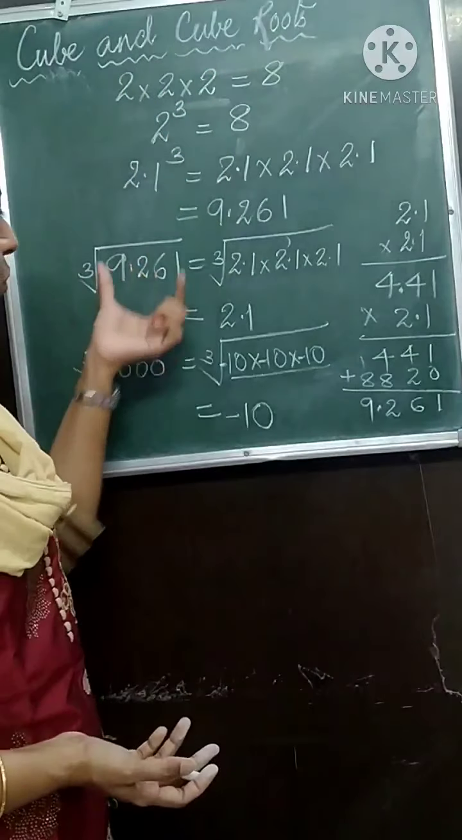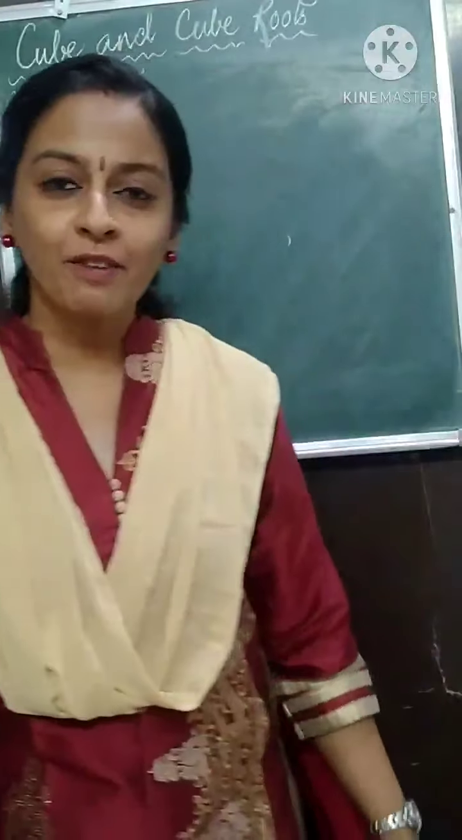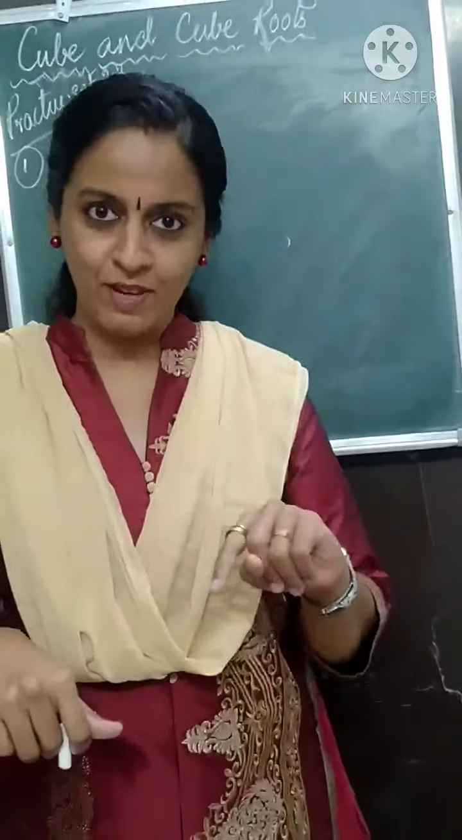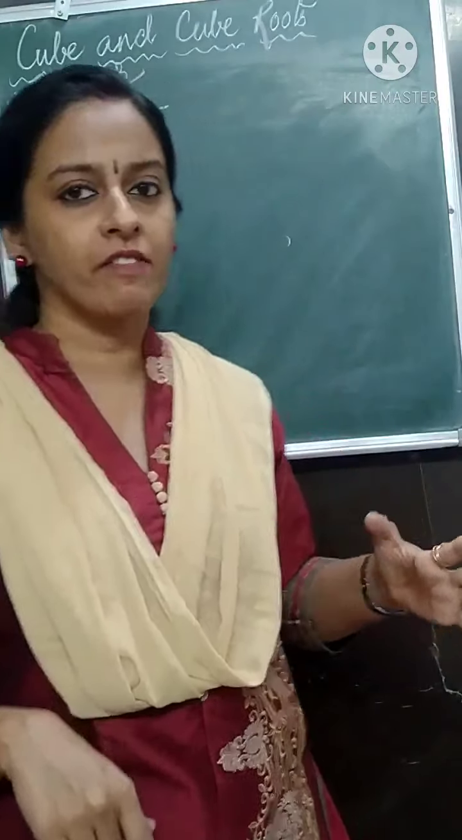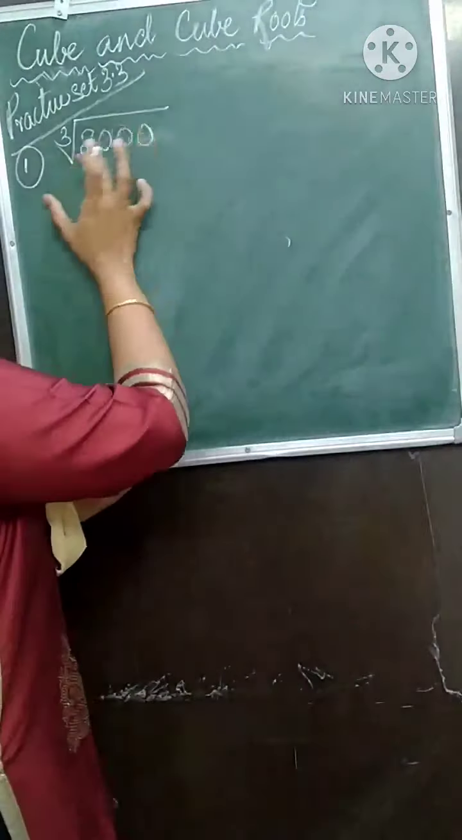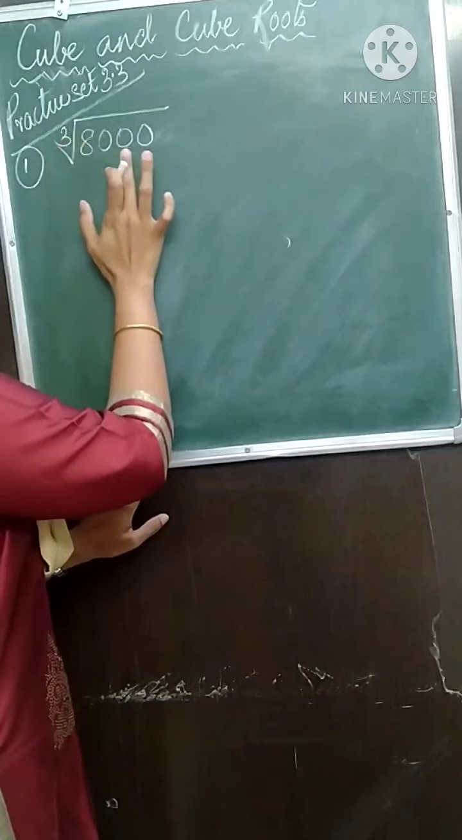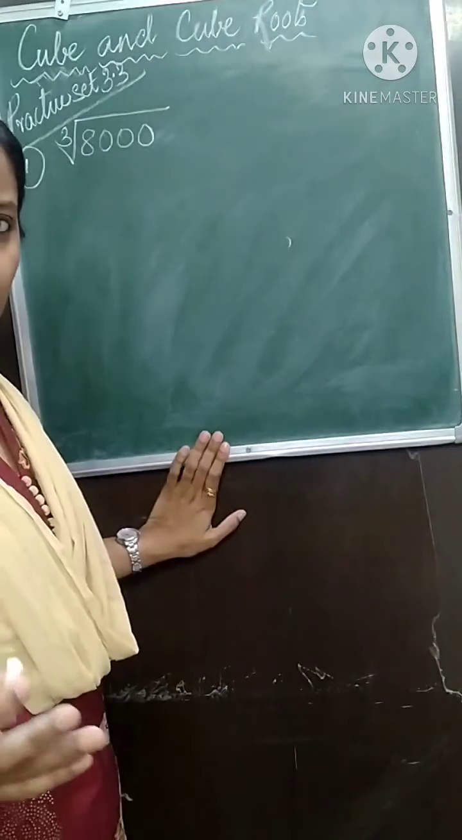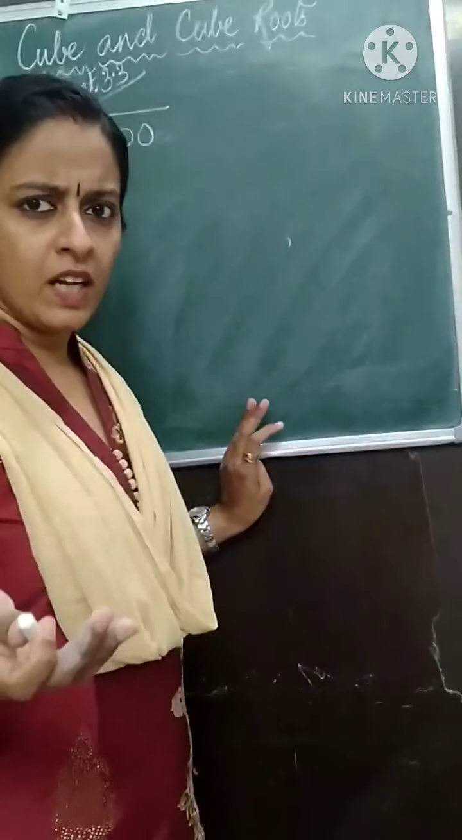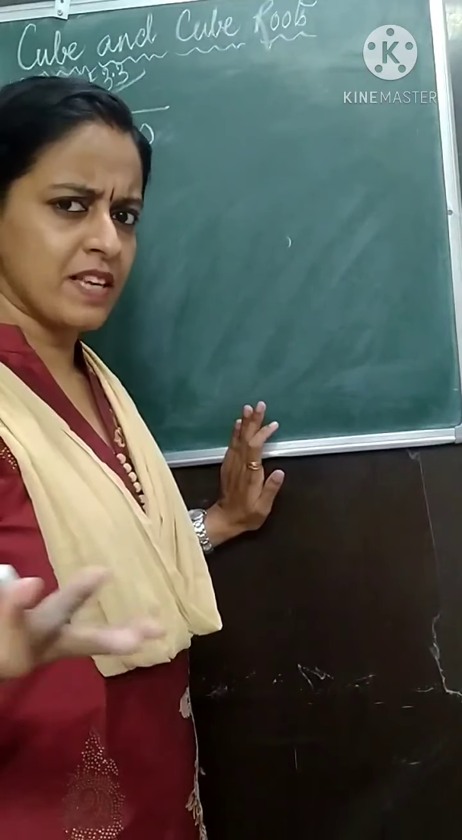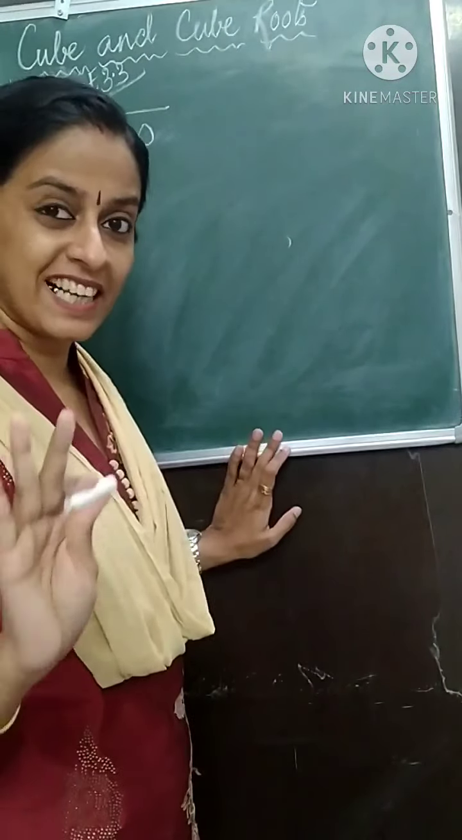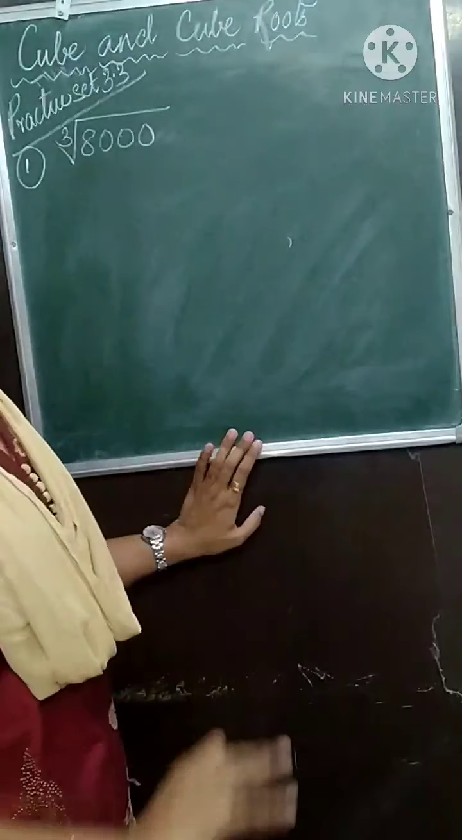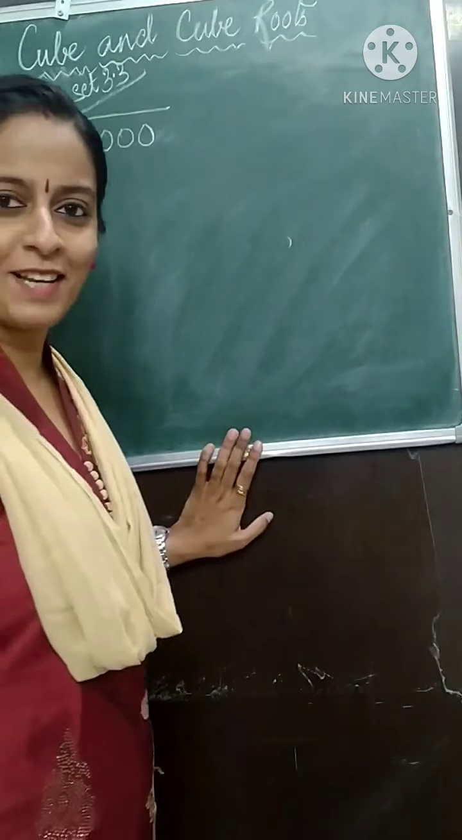Cube and cube root. Let's start with practice set 3.3. The first question is: find the cube root of the given numbers. So I have copied the question. Cube root of 8000. We will do it by the factorization method. Okay, you know 2's table, 3's table, 5's table, 7's table, 9's table. Till here at least you should know. Then you can easily go by the factorization method.